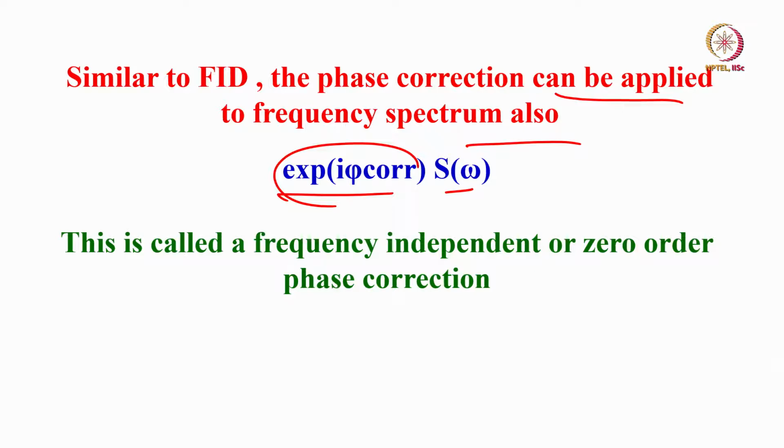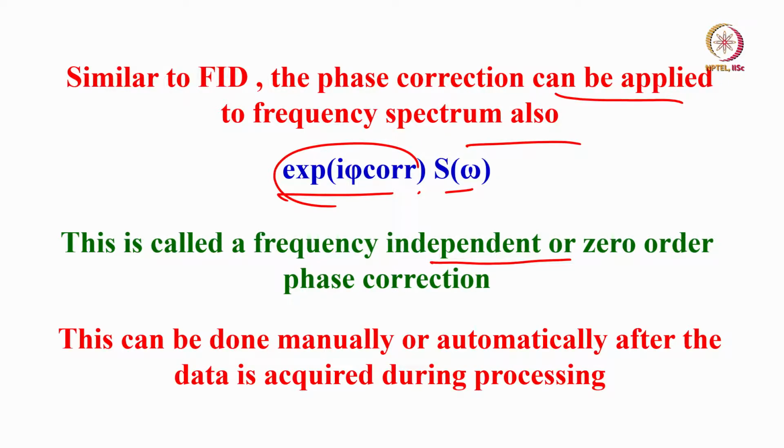One is called the frequency dependent phase error, the other is the frequency independent phase error. This is called frequency independent phase error if you can do it in the frequency domain. The other one is first order correction, which is a frequency dependent phase correction. So this can be done manually or automatically.